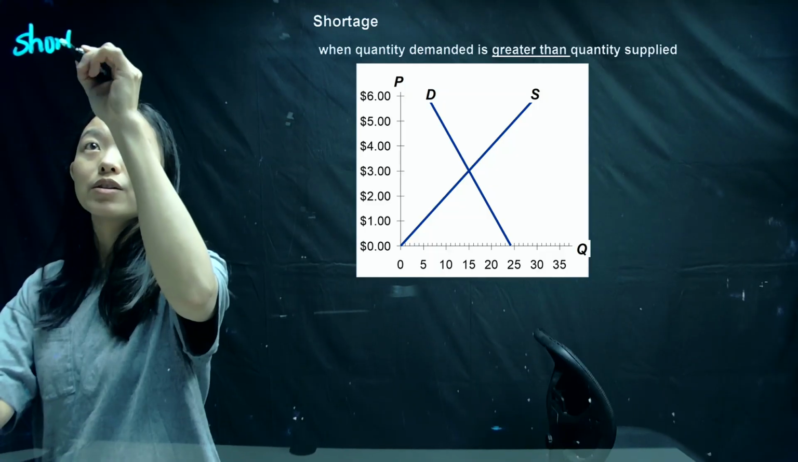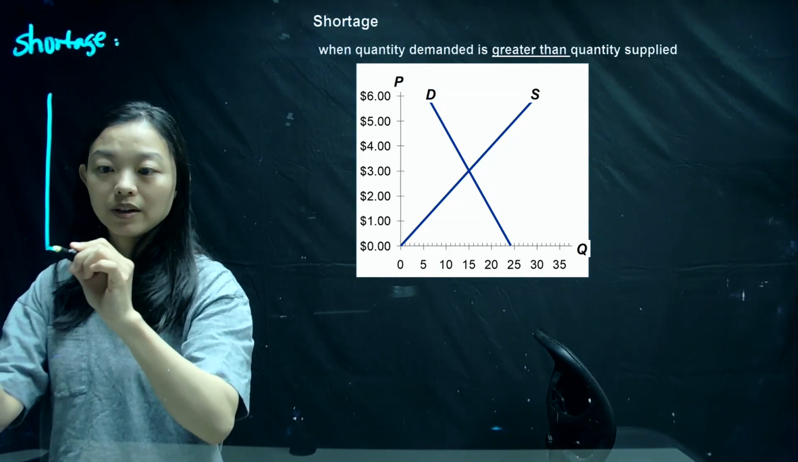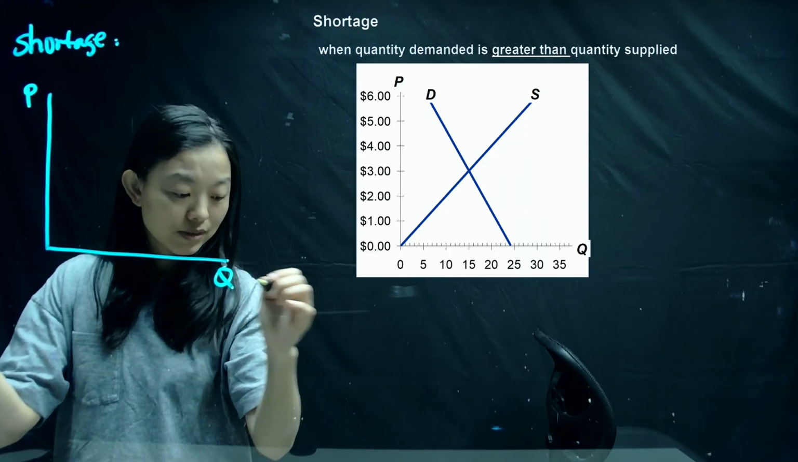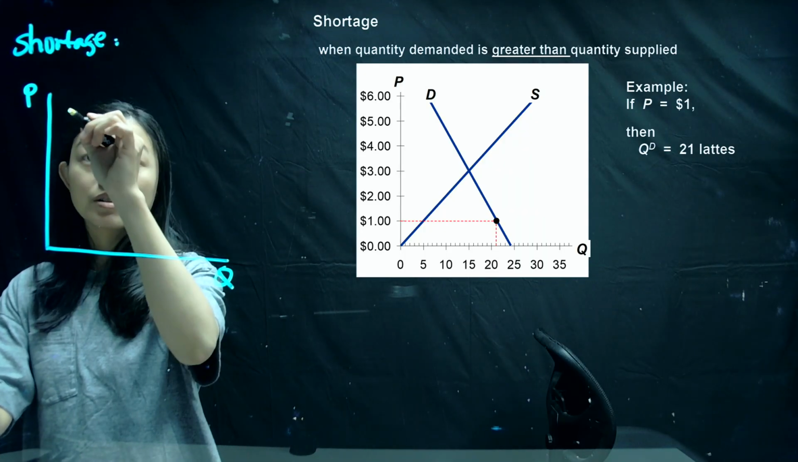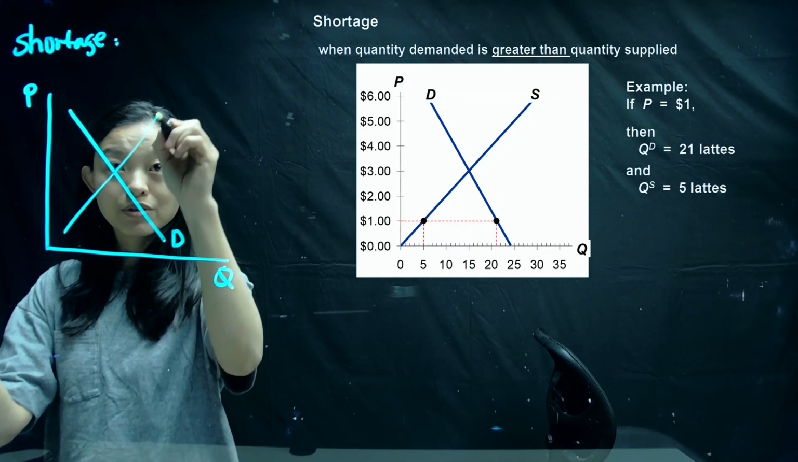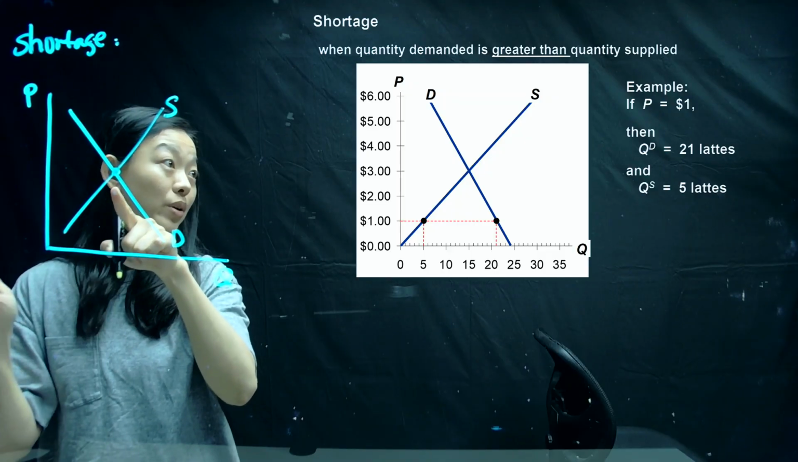This is for shortage. Similar, okay? I will put price here and the quantity here. You can see the demand curve is still downward sloping, right? And the supply curve is still an upward trend. They intersect at this point. This is the equilibrium point.